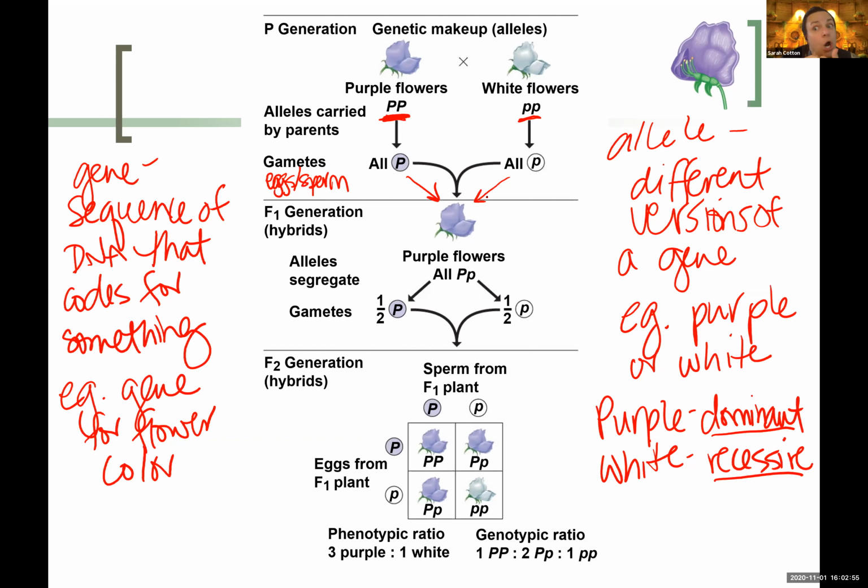Now, we know that from this parent, right, they got a big P. And from this parent, they got a little p. So we know that these plants have both a big P and a little p. And they appear purple because purple is dominant over white.